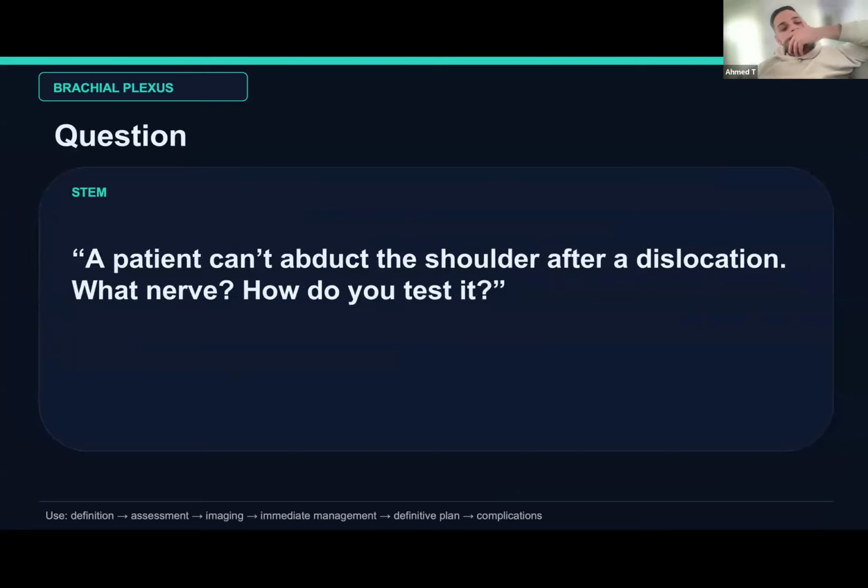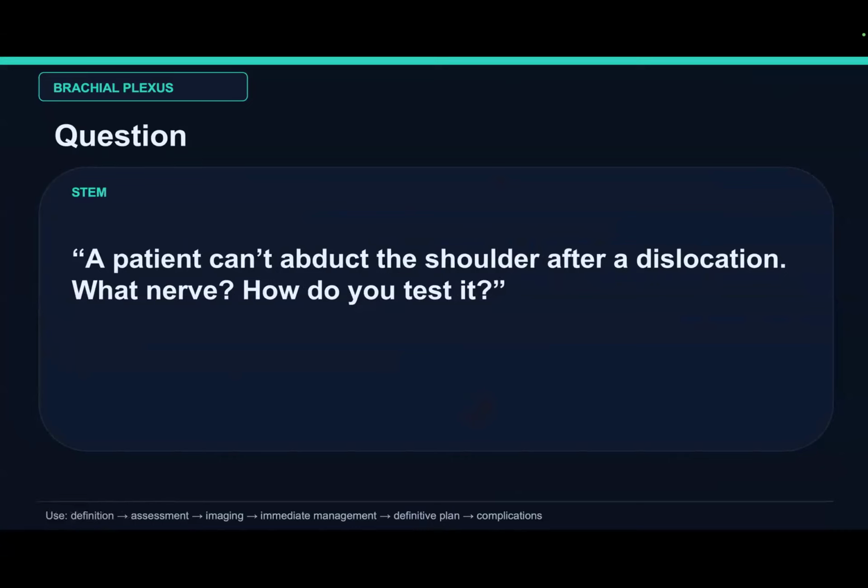So now, the next question is, this patient cannot abduct his shoulder after dislocation. What nerve could be injured here and how do you test it? Any volunteers? Can you go for that? Yeah.